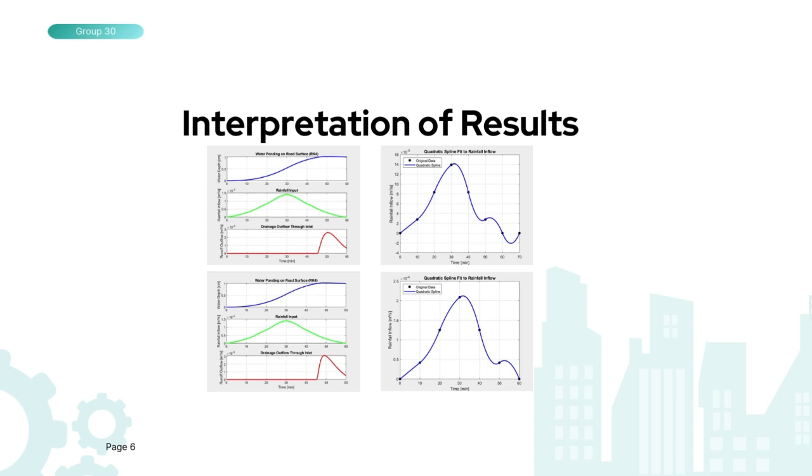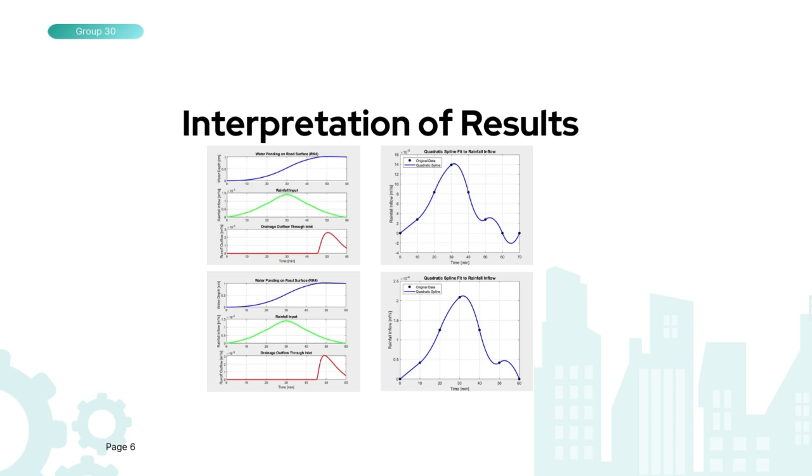Now for the interpretation of the results, the two graphs on the left have to do with the Runge-Kutta. The top left has an inlet size of 2 meters. Some observations from that: the water depth gradually increases and starts to plateau around 50 minutes in that top panel. The interpretation of this is it shows ponding due to excess rainfall, where the inflow surpasses the outflow capacity, and this plateau happens. For that middle panel, that has to do with the rainfall input.